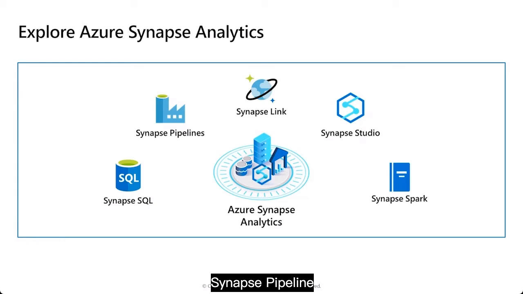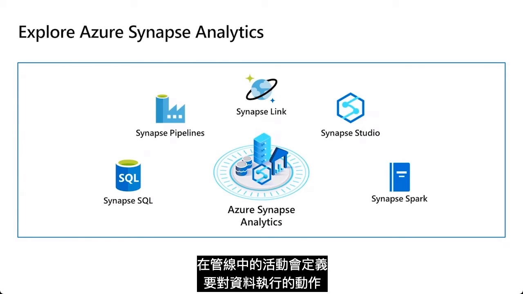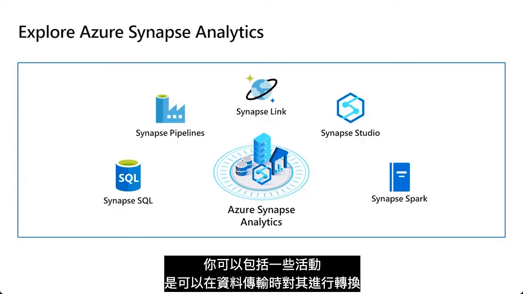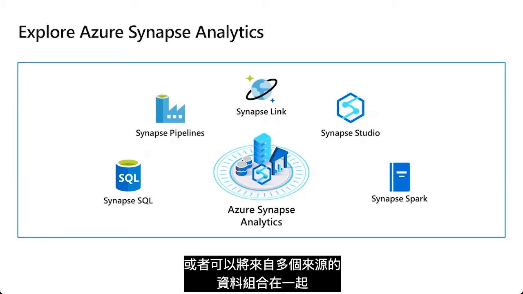Now, a Synapse pipeline is a logical grouping of activities that together perform a task. The activities in the pipeline define actions to perform on your data. For example, you might use a copy activity to copy data from a source data set to a destination data set. You could include activities that transform the data as it is transferred, or you might combine the data from multiple data sources together as part of the pipeline.